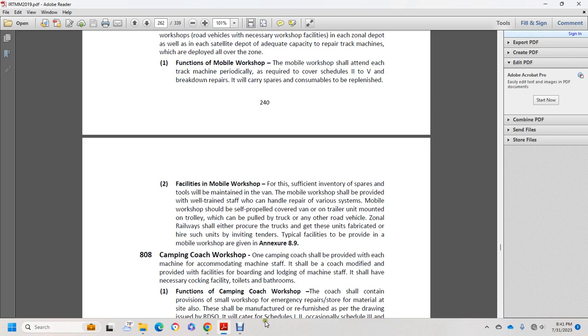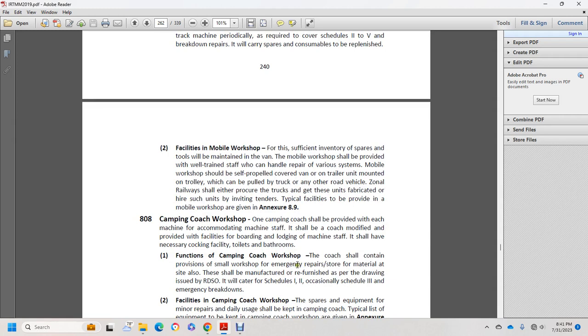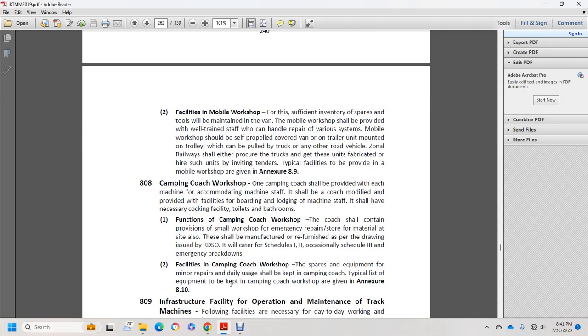The camping coach workshop: the coach shall contain provision for a small workshop with emergency repair store material at the sites. Provision shall also be made for refurnishing as per the drawing of the Research Design and Standards Organization, catered with schedule 1, 2, occasionally schedule 3, for emergency breakdown.